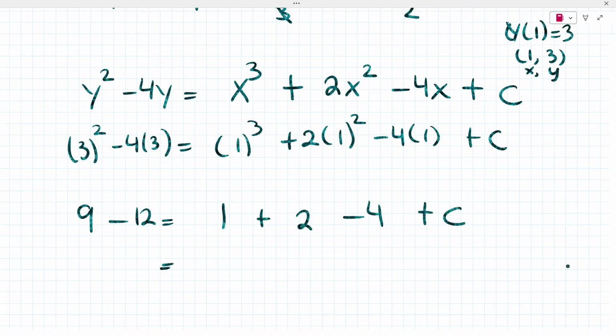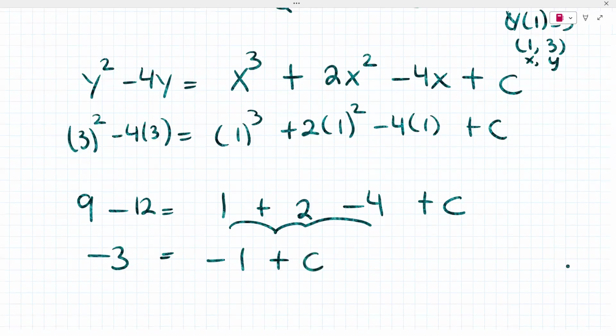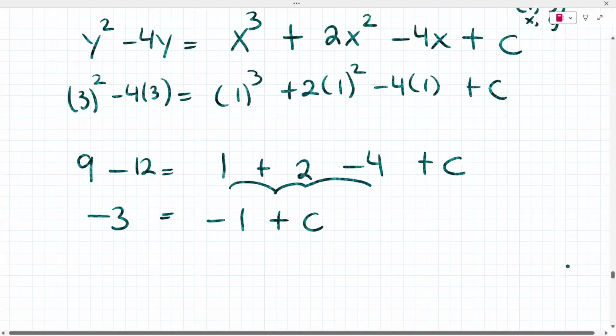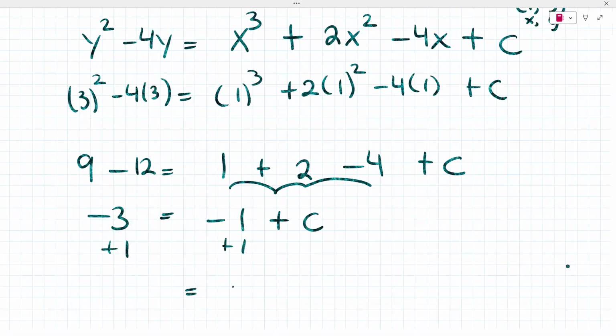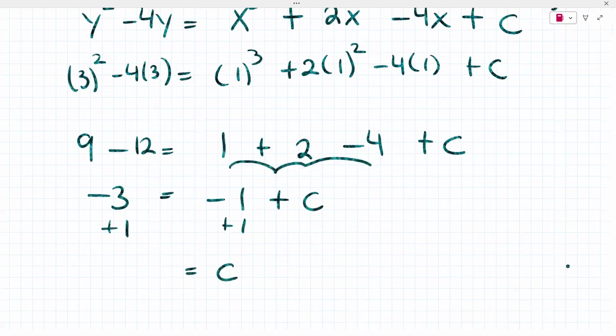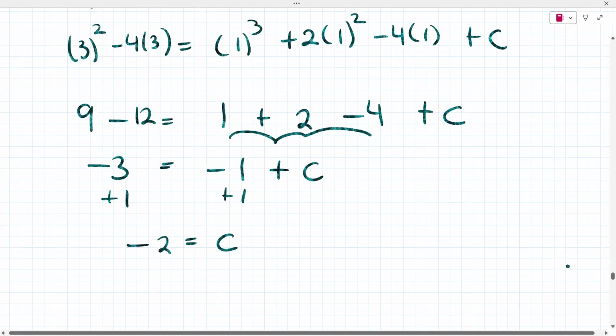Okay, 9 minus 12 is negative 3. 1 plus 2 plus negative 4 is negative 1. Right? 1 plus 2 is 3, plus negative 4 is negative 1. Solve for c, so I'm going to add 1, and then negative 3 plus 1 is negative 2. So my c is negative 2.